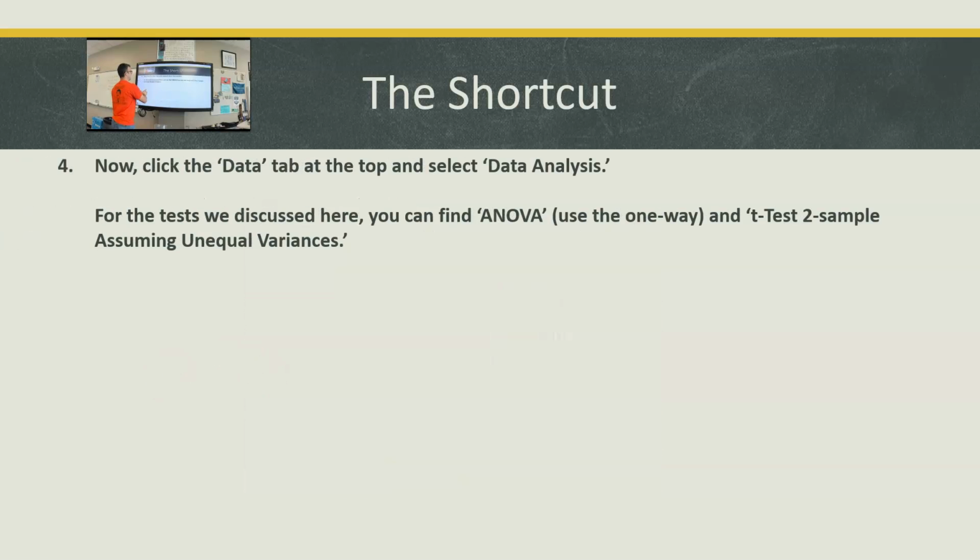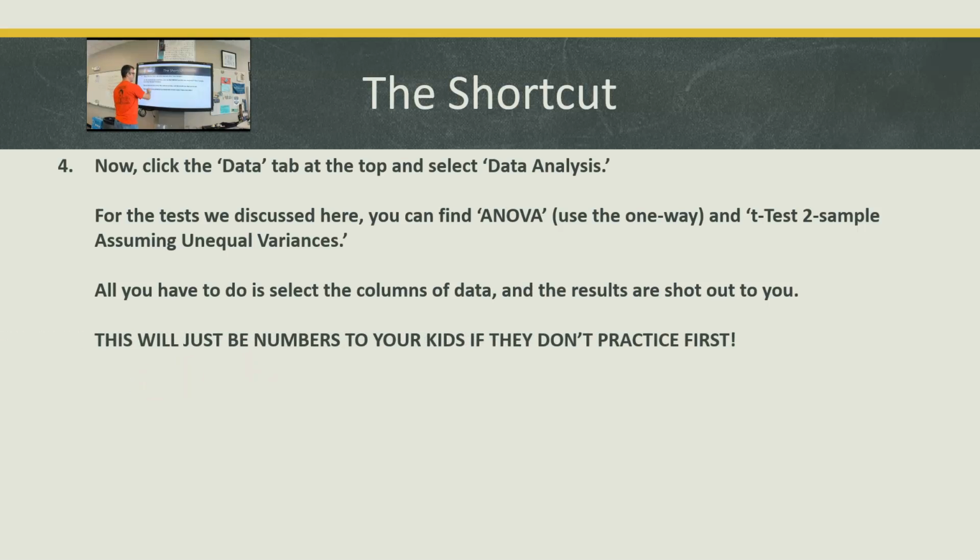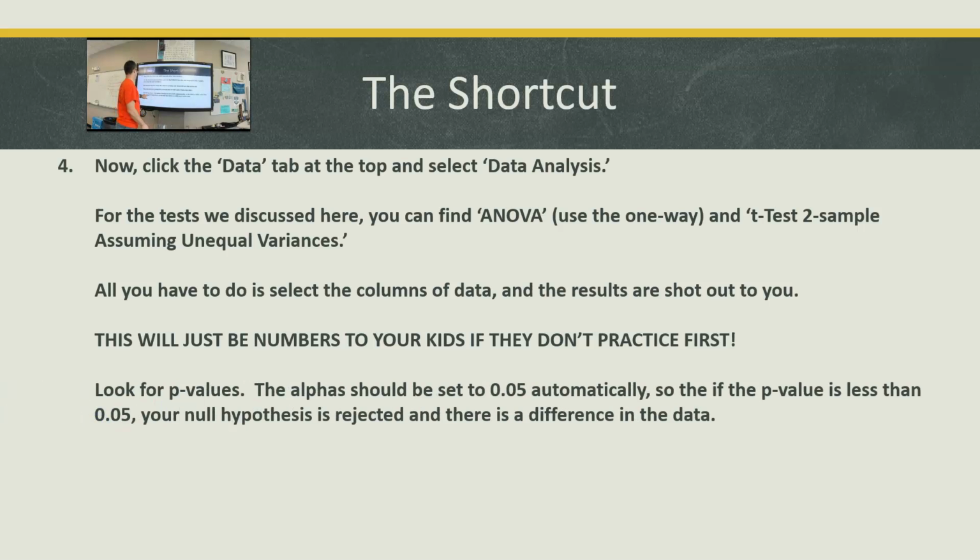Now click the Data tab at the top and Data Analysis. For the tests discussed here, you can find ANOVA and t-test two-sample assuming unequal variances. Chi-squared you probably do by hand. Linear regression you do by hand. But for ANOVA and t-test, you can actually calculate them on the computer. All you have to do is select the columns of data. You just click and drag, and the results are shot out to you. Look for p-values. The alpha should be set to 0.05 automatically.